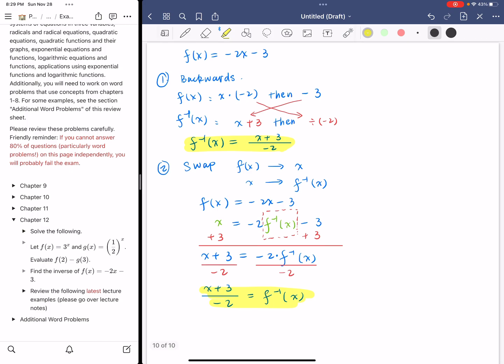And you could pick either one of these two methods. Pick whichever method works best for you.